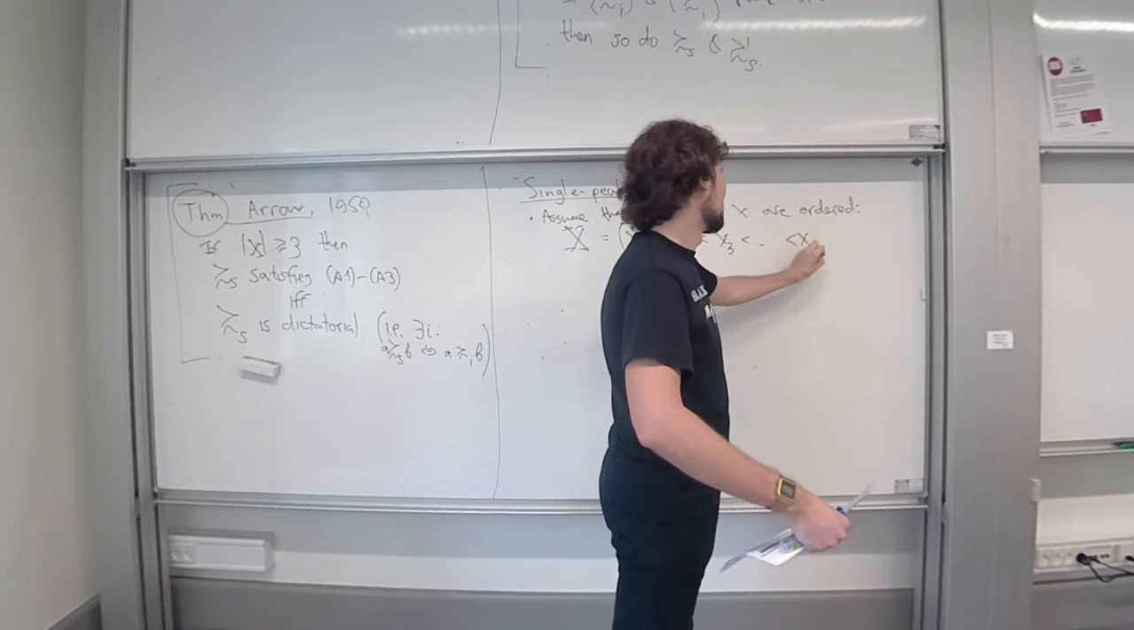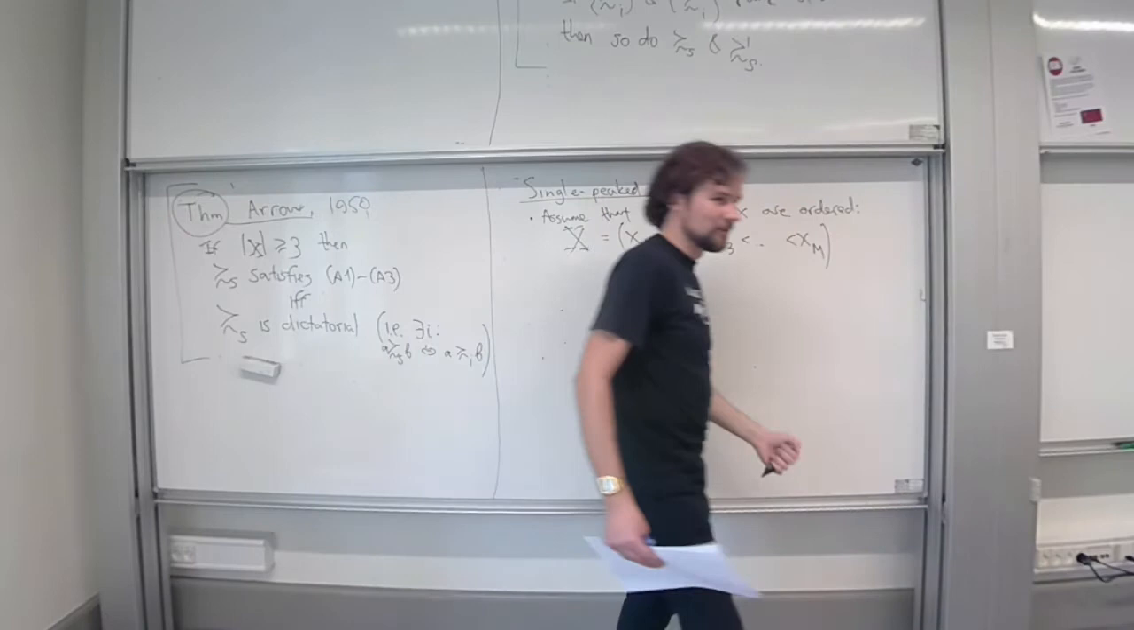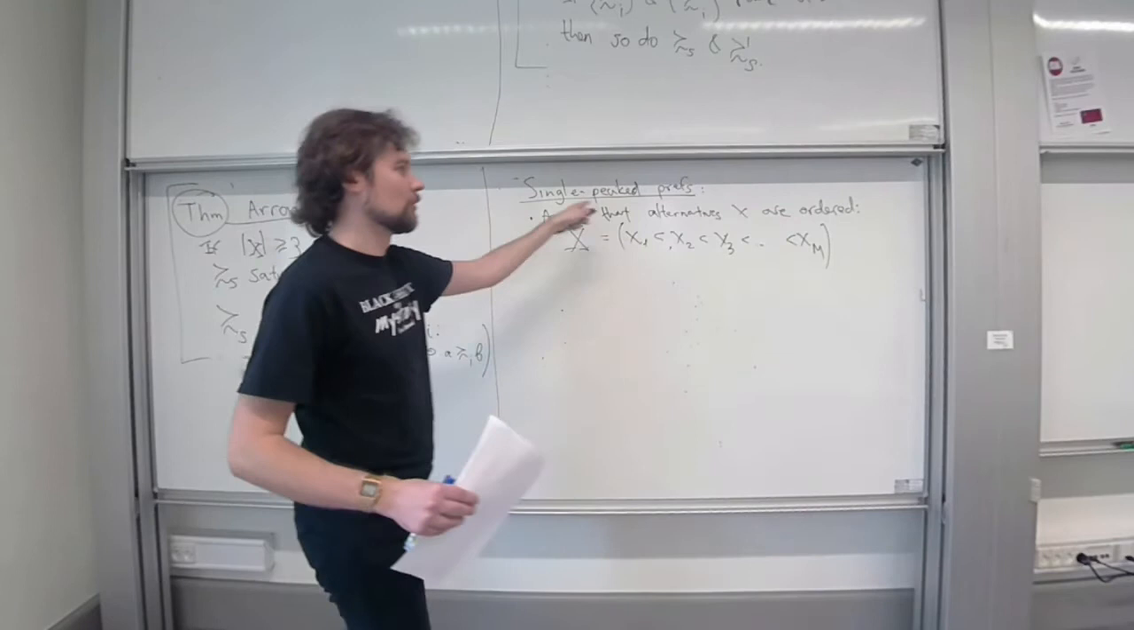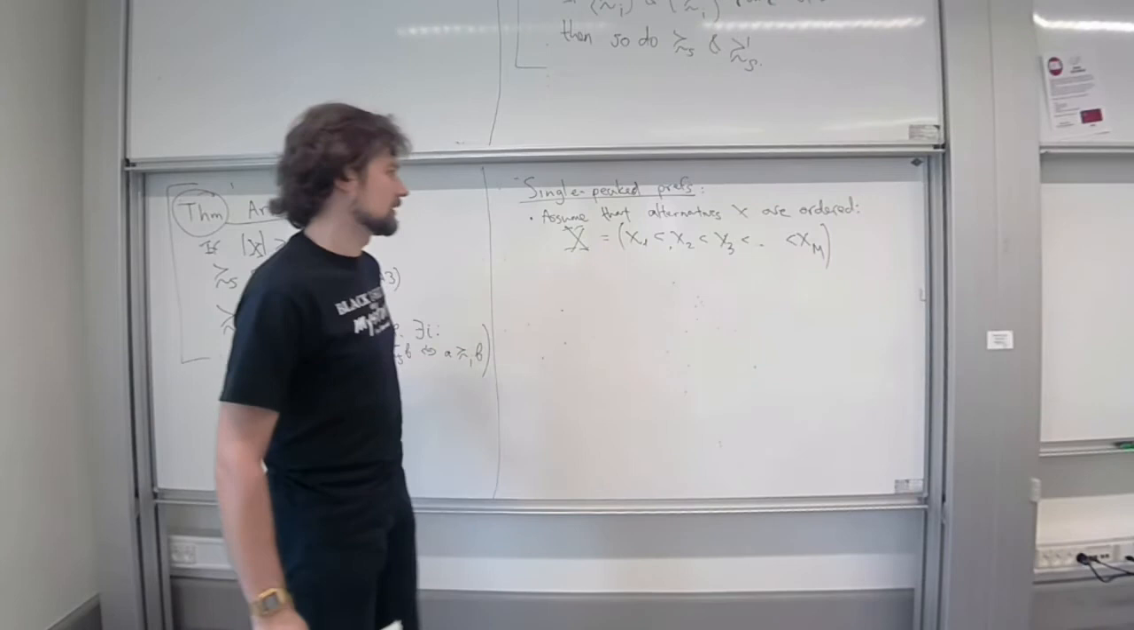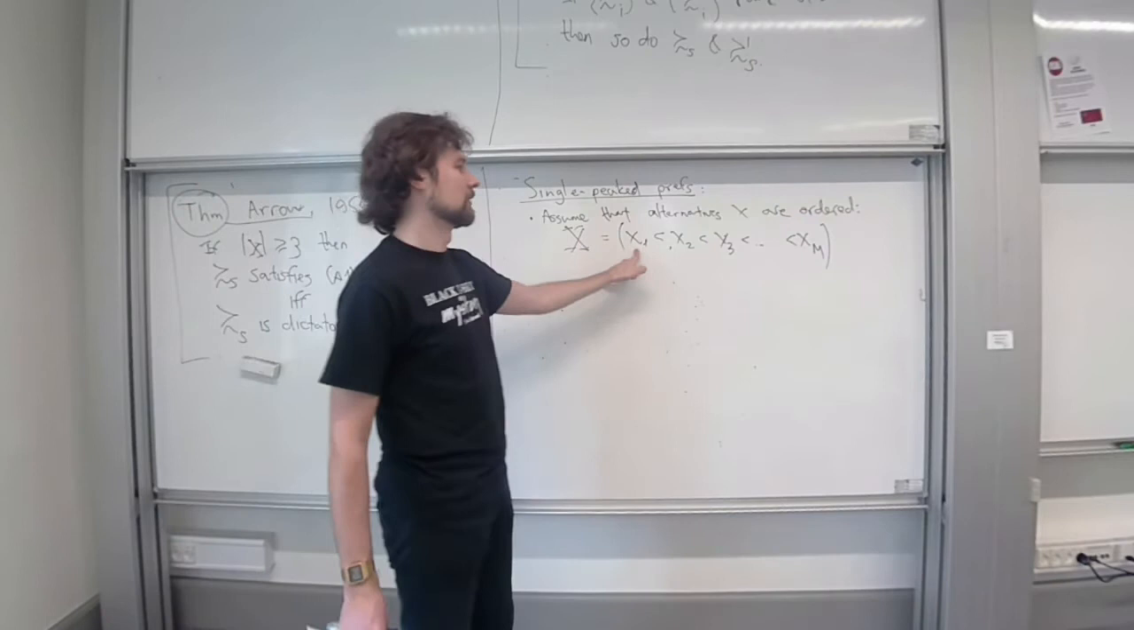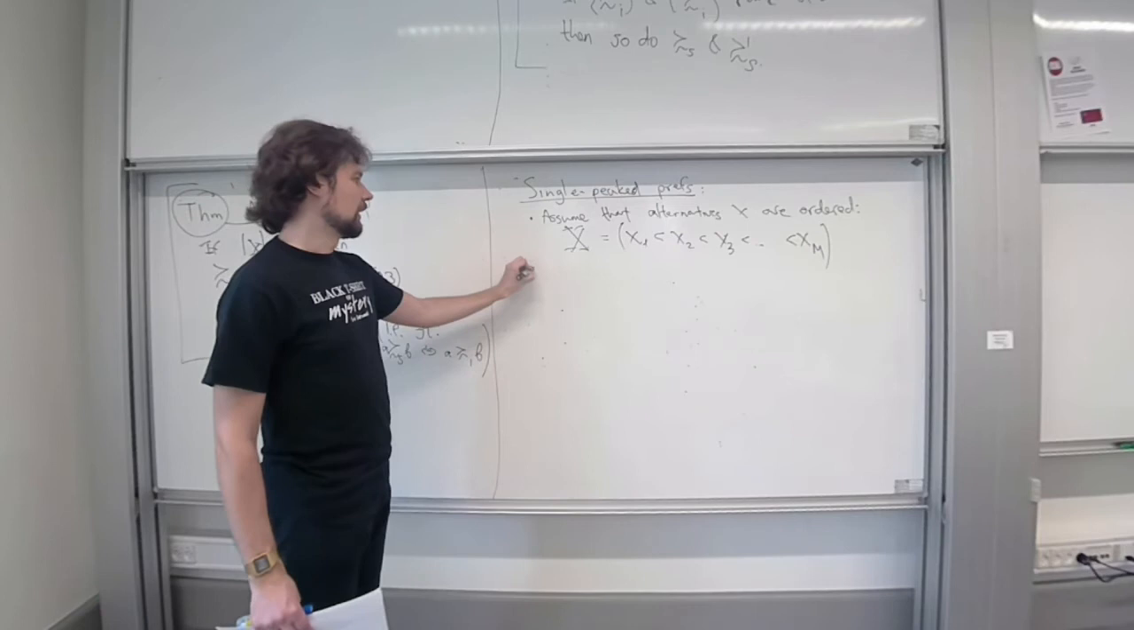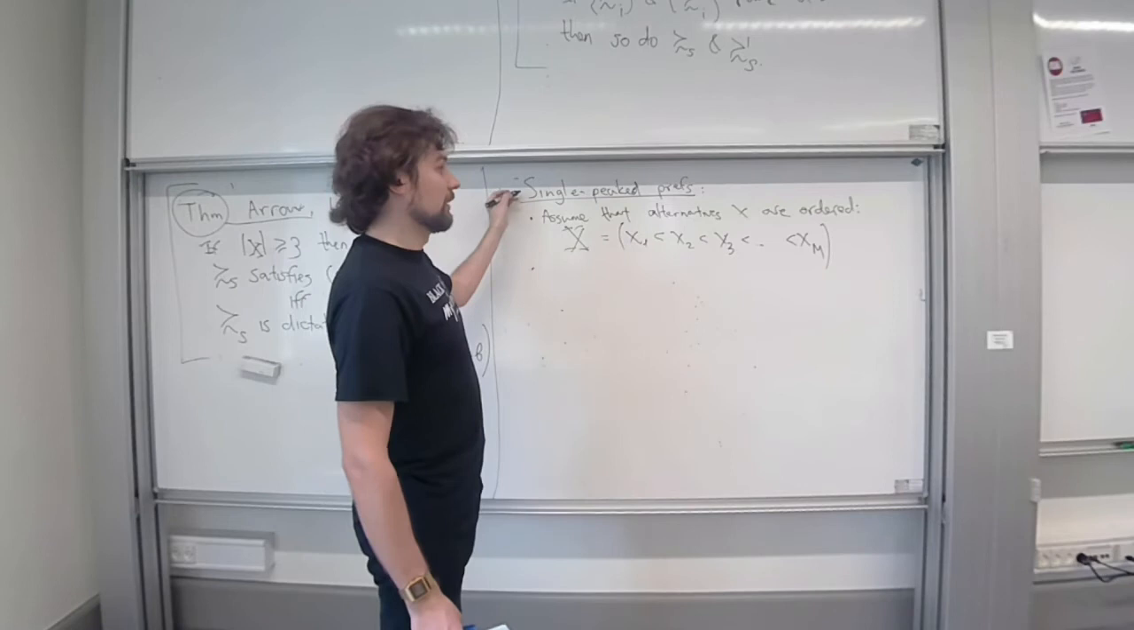We have some notion of being smaller, so you have some dimension along which you can order these alternatives. This is some commonly shared order. All agents in the society agree that alternative one is smaller than this, and so on. And we want to assume that preferences are single-peaked with respect to that order.